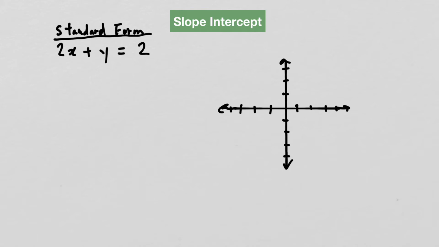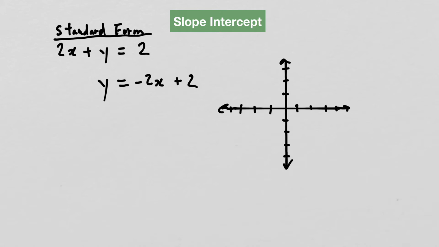Okay, so to get y alone on the left side of the equation, we have to move 2x to the other side of the equation. And we do that by subtracting both sides by 2x. So then what we get is y equals -2x plus 2.